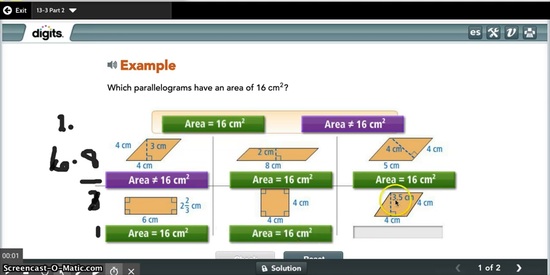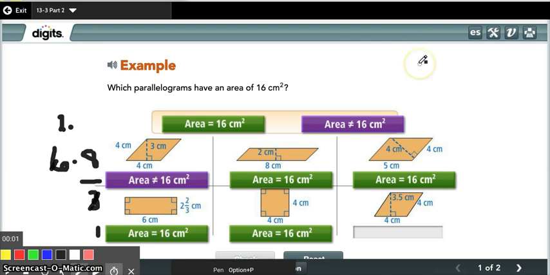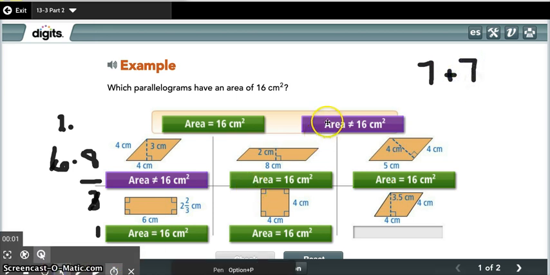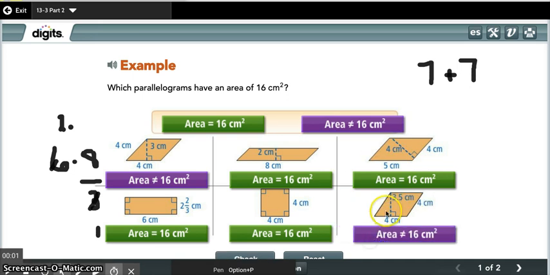What about this one? 4 times 3.5. Again, I don't know what that is off the top of my head, but I know 2 times 3.5 is 7. So 2 groups of 7 would be 14, and I know that is not 16. So I'm going to go ahead and say this is not. And again, I got that by doing base times the height right here, not this other 4.